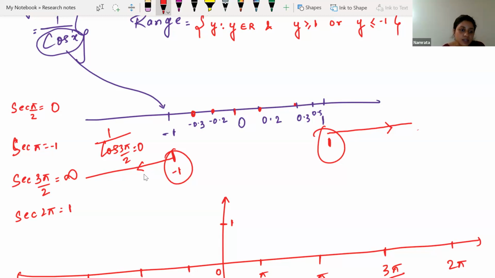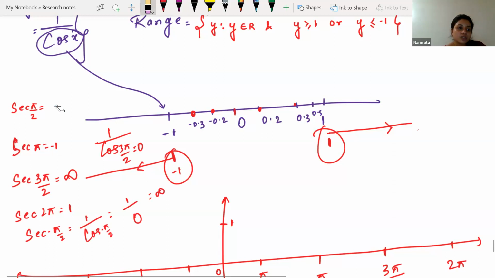Now let me check, do we need to take sec of minus pi by 2 also? Then that is 1 by cos of minus pi by 2. That means just cos pi by 2, and still it will become 1 by 0. And again we are getting infinity over here. Here also for sec pi by 2, we have written the cos value. Just a moment.